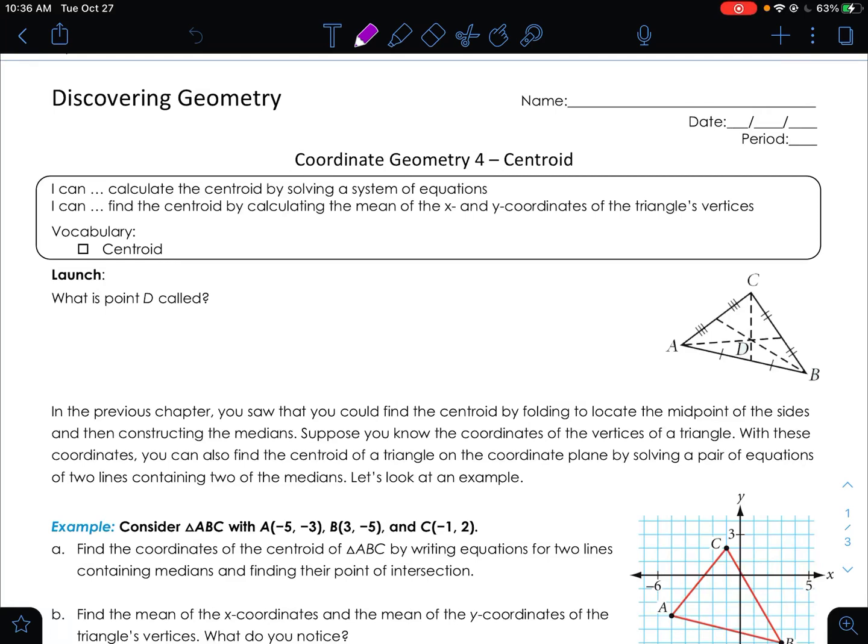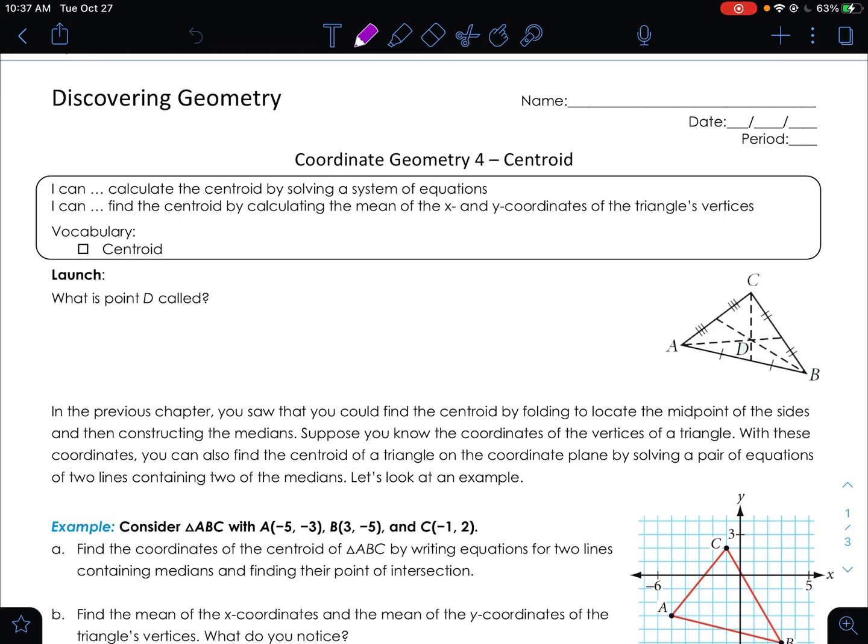So in the previous chapter, we saw that we could find this point called a centroid by finding the midpoints of the sides of a triangle and then drawing lines from the vertices to the midpoints to find this point called the centroid. So what we're going to look at today is what if we know the coordinates of the vertices of a triangle? How could we find the centroid of that triangle then?